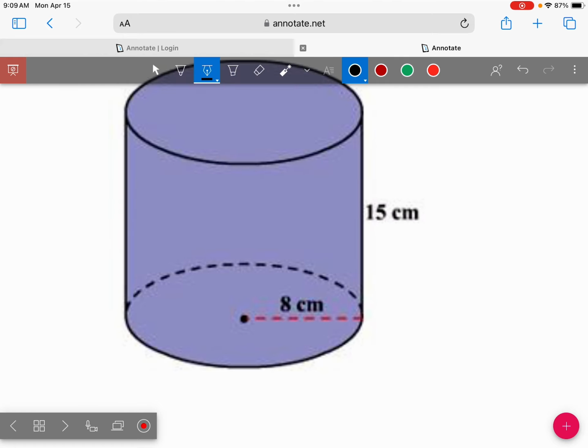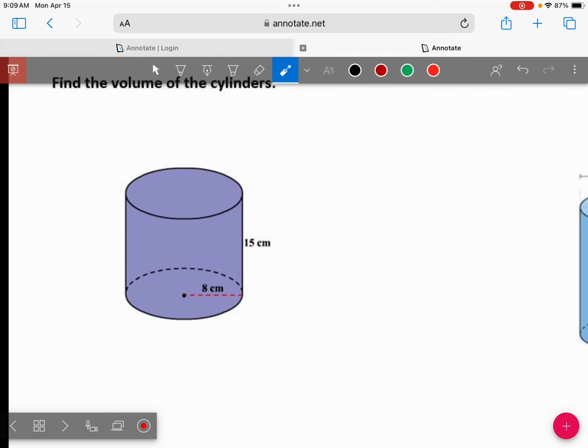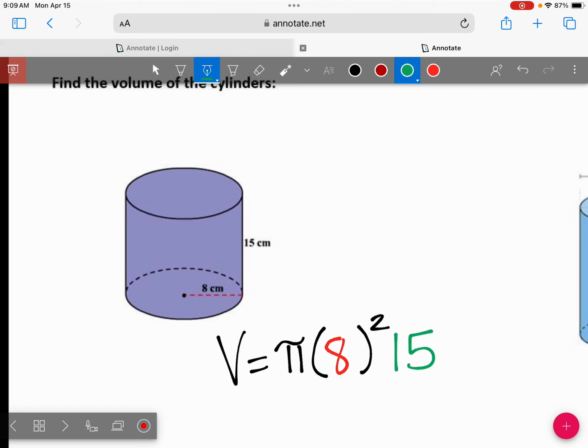All right, let's look at this one here. Is this 8 the radius or the diameter? Radius. Good. So we don't need to divide it by 2. So volume is pi times the radius, which is 8 squared, times the height. Type that in your calculators.